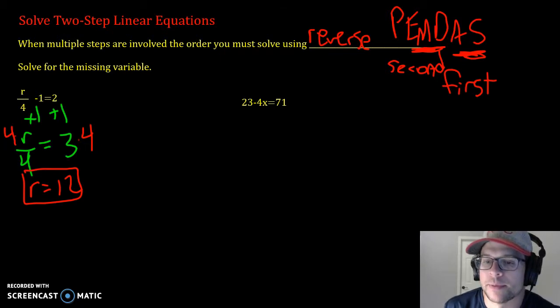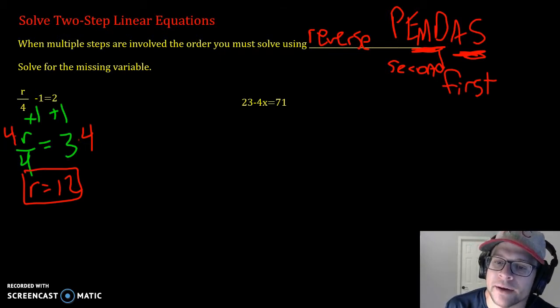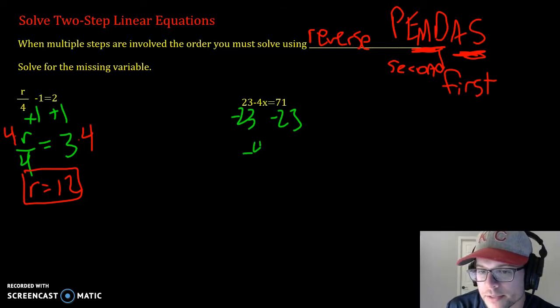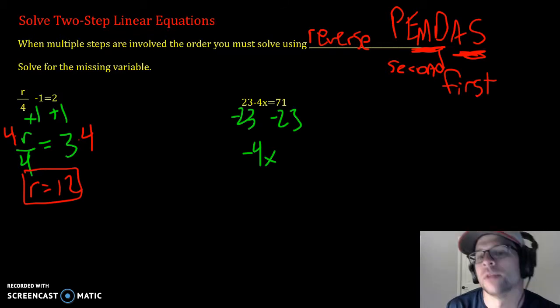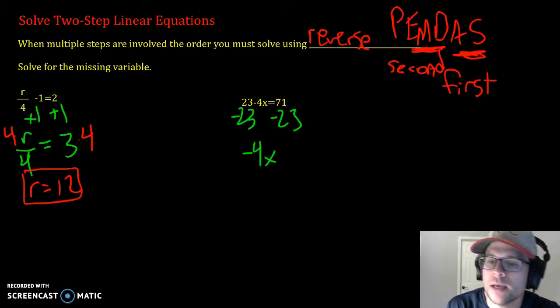Now the two things that are happening to this x is it's being multiplied by this negative 4, and then it's being added to a positive 23. To undo a positive 23, you subtract 23 on both sides. 23 minus 23 is 0, and we're left with a negative 4x. That negative does not go away. We've only gotten rid of a positive 23 by doing the opposite, which is subtract. And then when you subtract 71 minus 23, you get 48.